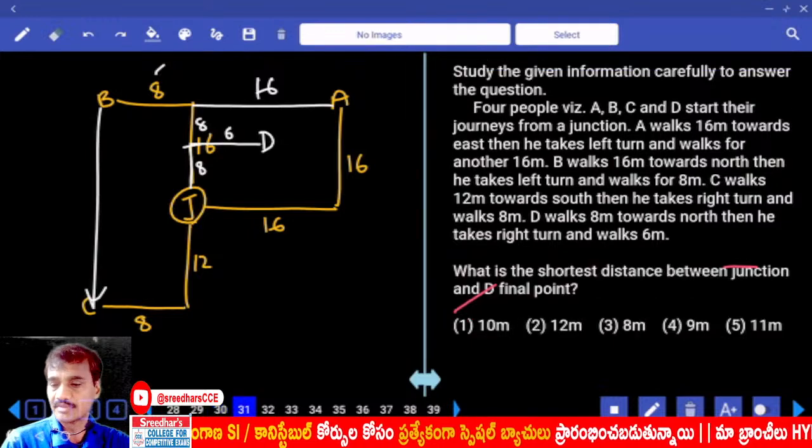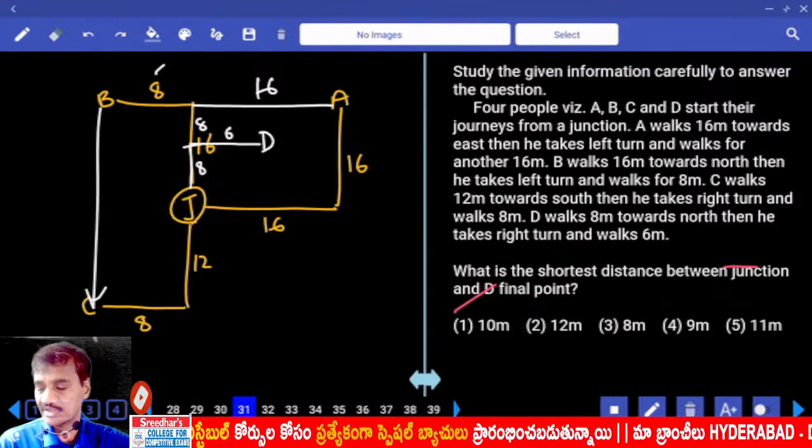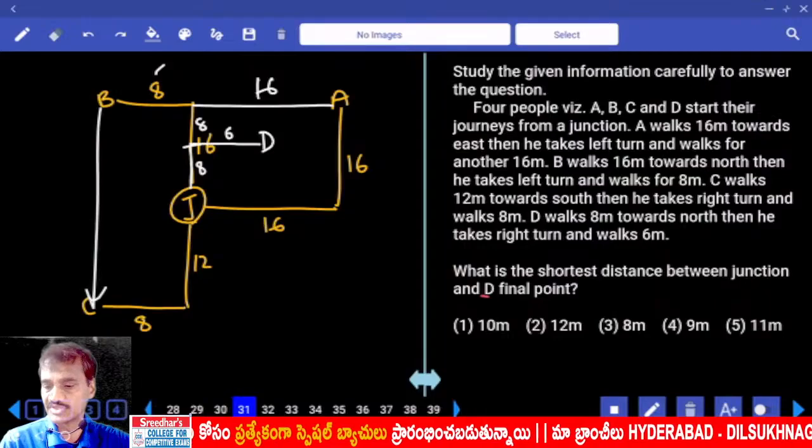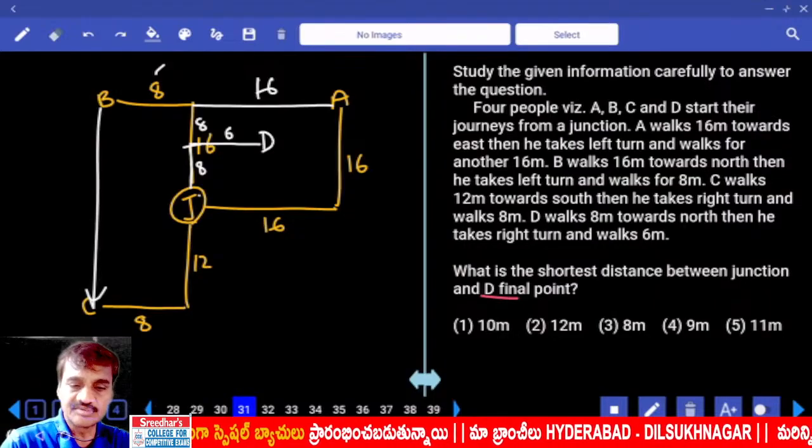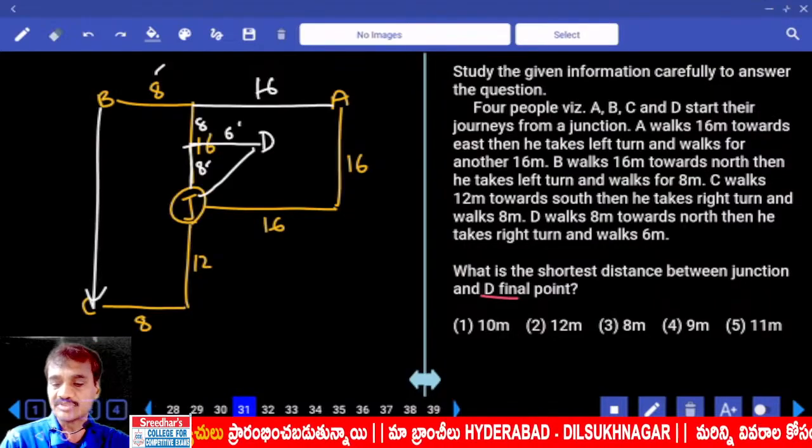Then 31. The shortest distance between the junction and D. Here between the junction and D, 6 and 8, so 6 square plus 8 square gives 10 meters, choice 1.